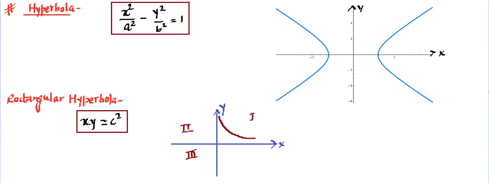Why? Because in the second, one will be positive, another will be negative, so the answer has to be negative. But this c square is always positive. So you'll find this graph will exist only in the first quadrant and third quadrant. In the first quadrant, it is going to look like this. Similarly, it's going to look like this in the third quadrant. So whenever you get xy equal to c square, you can call it a rectangular hyperbola.